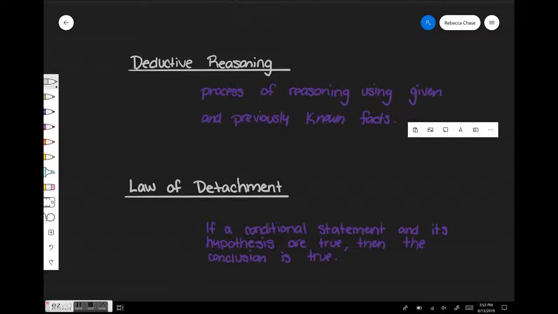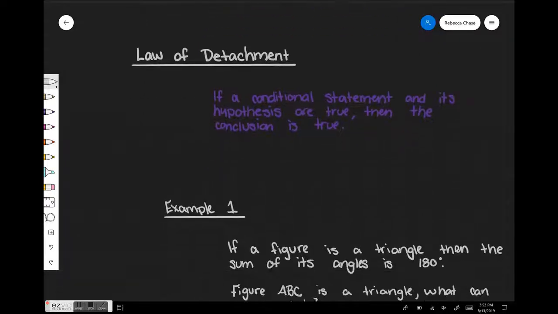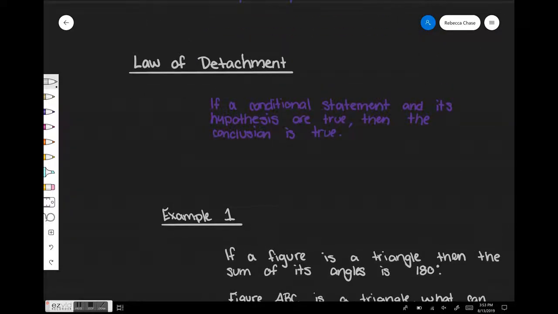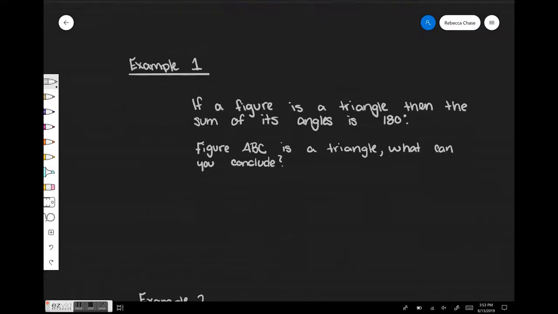Deductive reasoning, though, is a little different. This is where we use facts and things that we've previously known in order to say that something is right. Deductive reasoning is different from inductive reasoning because it doesn't use patterns, it uses facts. The very first type of deductive reasoning is called the law of detachment, and it says if a conditional statement and its hypothesis are true, then the conclusion is true. What that means is if the sentence as a whole is true and something tells us that the hypothesis is true, that means we must know the conclusion.